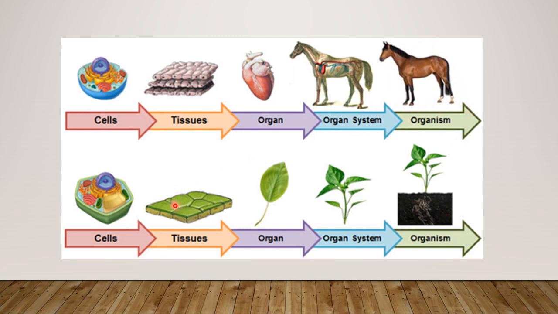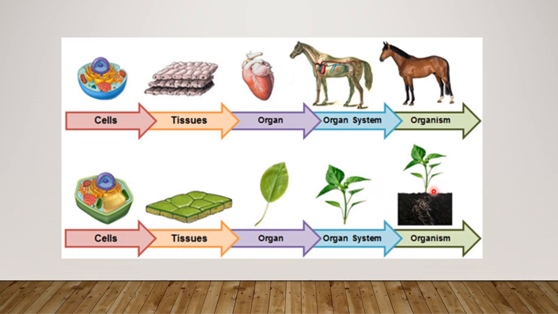The same thing goes for the plants. The cells would come together as a group of cells which perform a similar function. Okay, that word is very important: which perform a similar function would come together and form that particular tissue. Tissues will form organs, organs would form an organ system, and that organ system as a whole would form the organism.